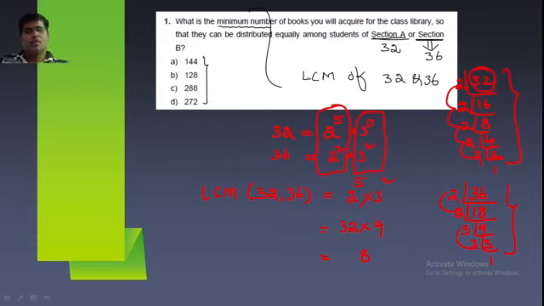9 3s are 27. 27 plus 1, 288. C option is here. So your option for this question is C. I hope you understood why we have taken only LCM.